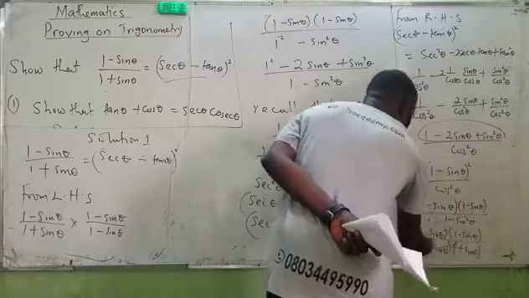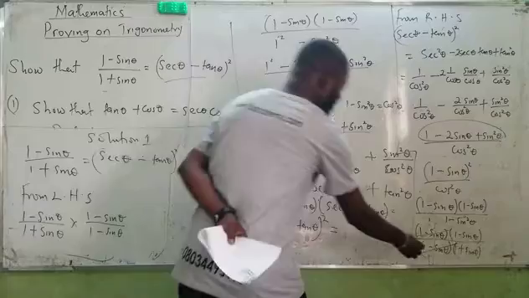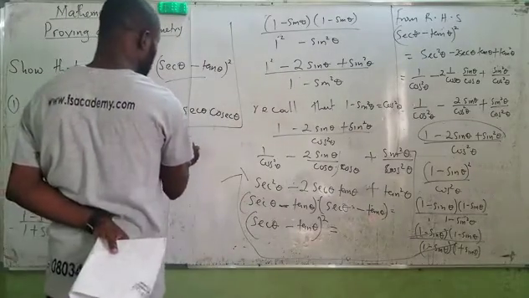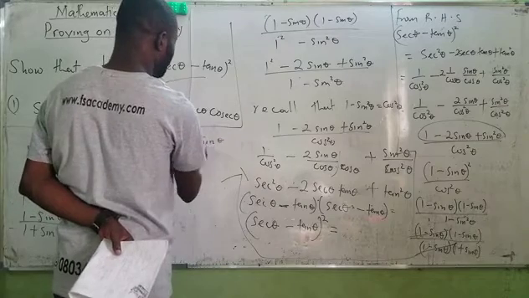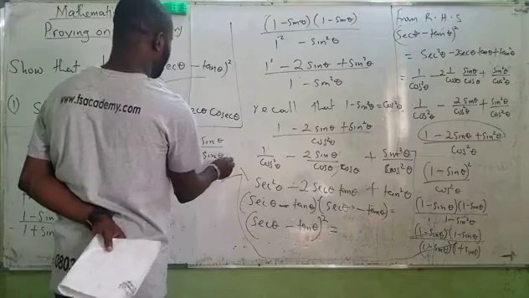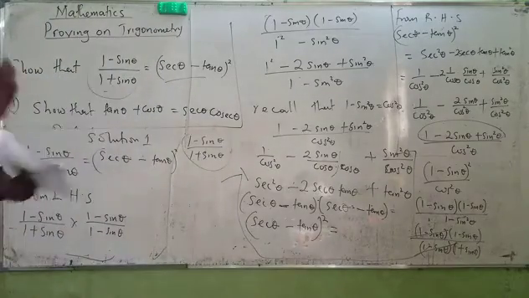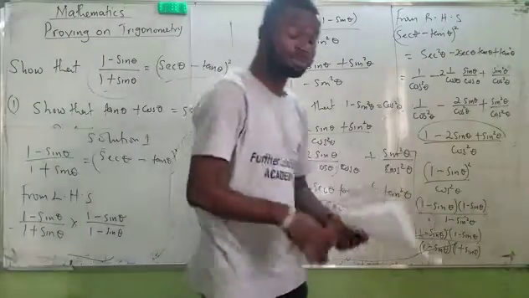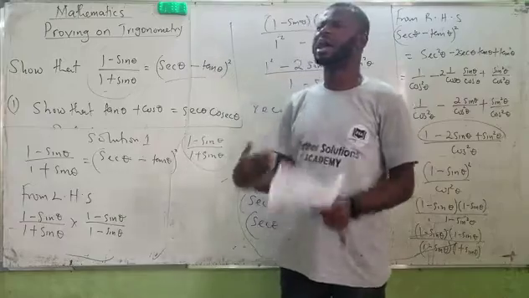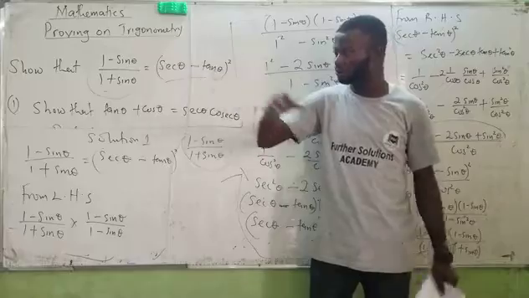Now, this will cancel this. Successfully, I'll be having 1 minus sine theta all over 1 plus sine theta. Can you see that this is equal to this? I showed the question from two angles, so use the one that is convenient for you. Anytime you are given this type of question, just think around the board.